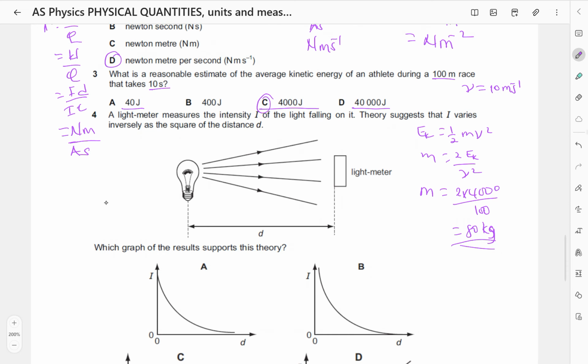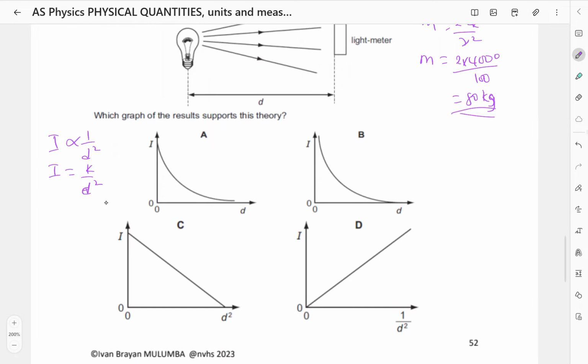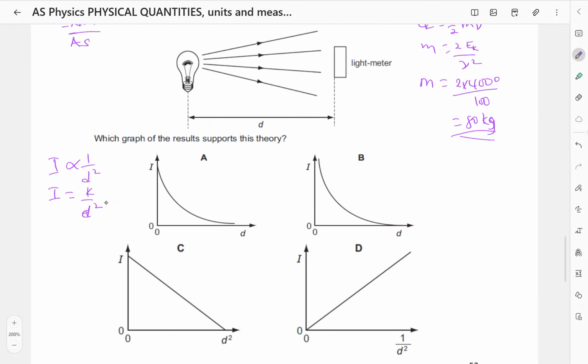A light meter measures the intensity I of the light falling on it. Theory suggests that I varies inversely as the square of the distance D. Okay, so they have told us that I is inversely proportional to the square of D, which means I is going to be a constant divided by D squared. Which graph of the results supports this theory?